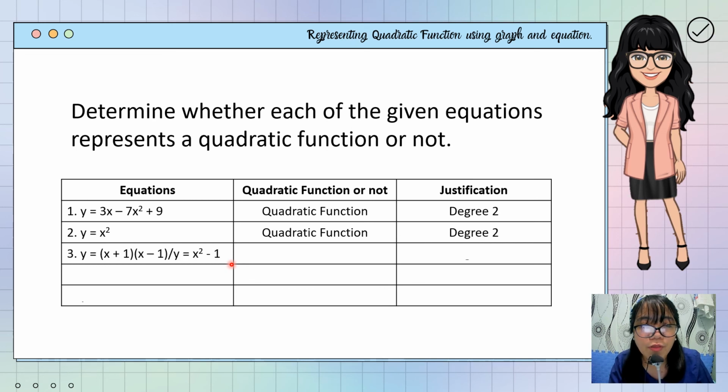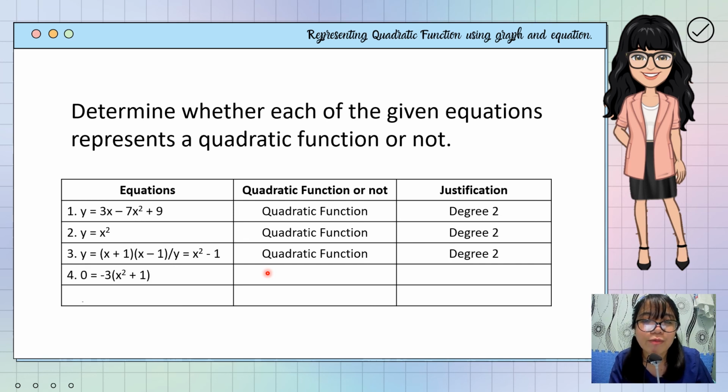And then for number 3, y equals the quantity x plus 1 times the quantity x minus 1. By looking at this one, you will not really determine whether this is quadratic or not. But by simplifying these two binomials using special product, we will have x squared minus 1. Y equals x squared minus 1. We can see clearly that the variable x here has a highest exponent which is equal to 2. And we have two variables involved. That means to say this is a quadratic function.